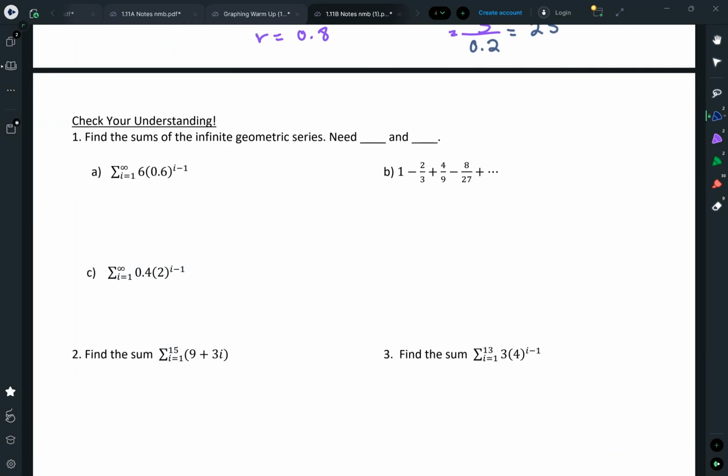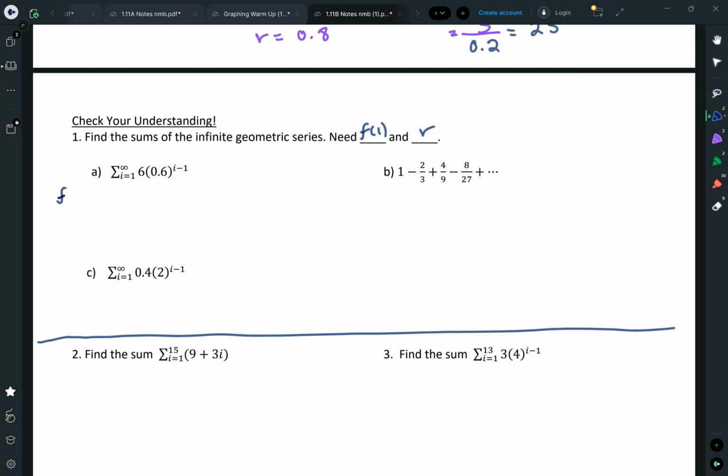So now we're on the back here. Find the sums of the infinite geometric series. And that's for number 1, right? So make sure you have your f of 1, make sure you have your r. So my f of 1, my first term here, well, let's go through and find it.